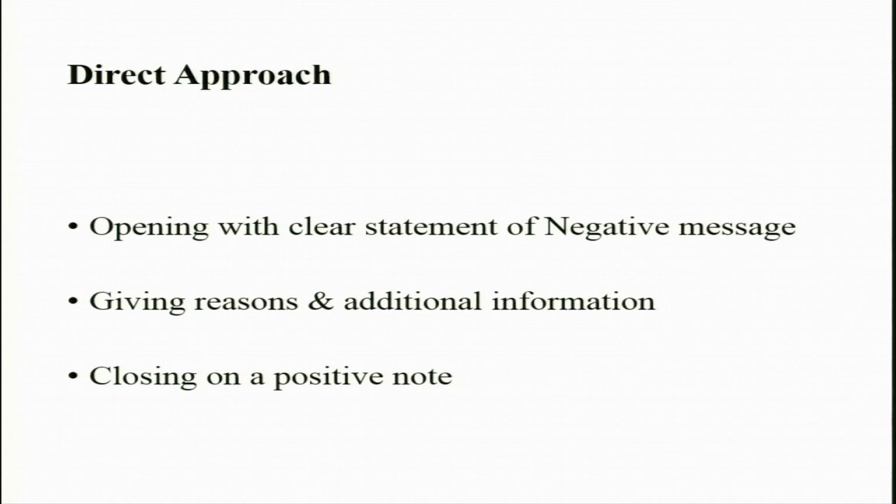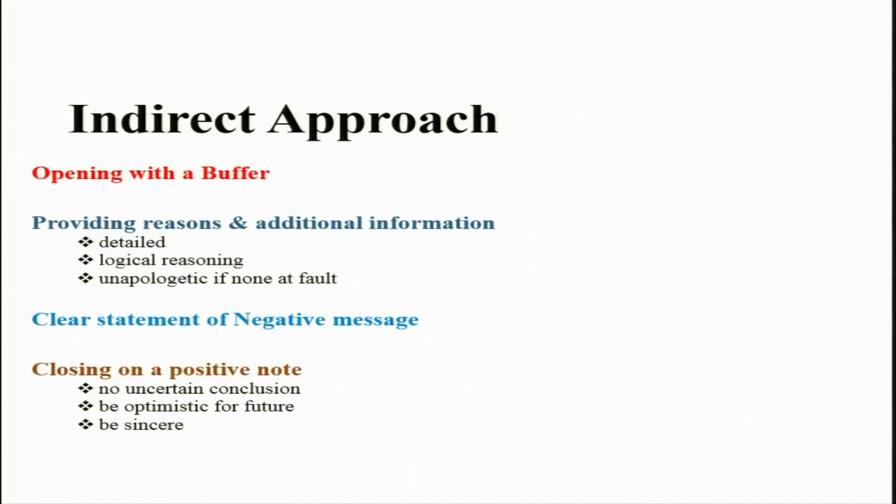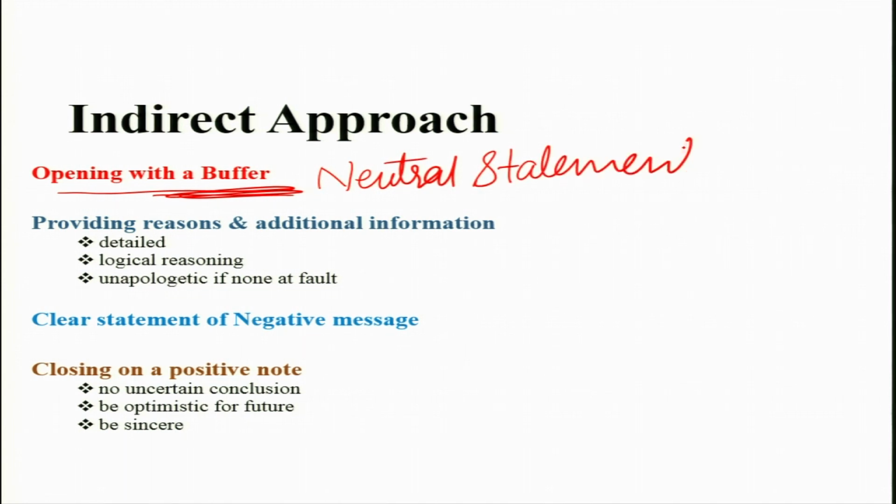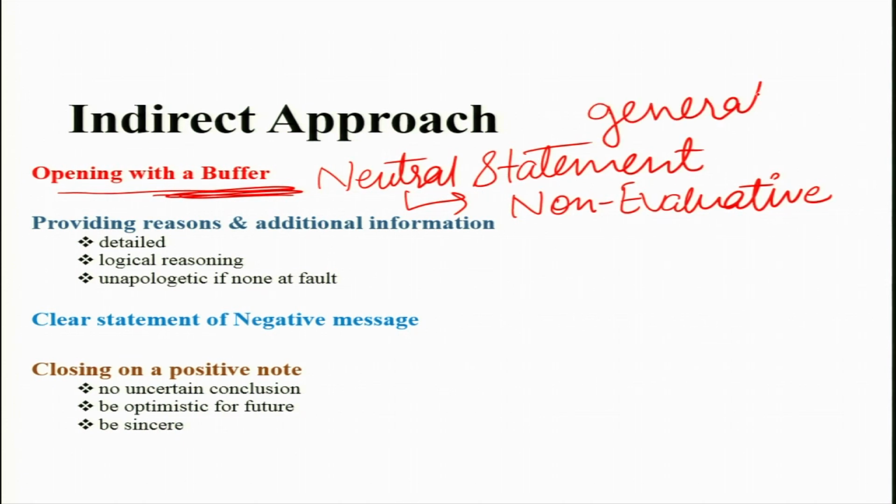Now as I said, direct approach starts with a very clear statement of negative message. It is going to give the reasons, additional information, and it is going to end on a positive note. And if I am going to go for indirect approach, you will be starting with the buffer, which can be a neutral statement, or in some way we can call it a non-evaluative statement, right? So you will be just starting with a general line or a general statement, which is not going to in any way indicate what the information is all about.